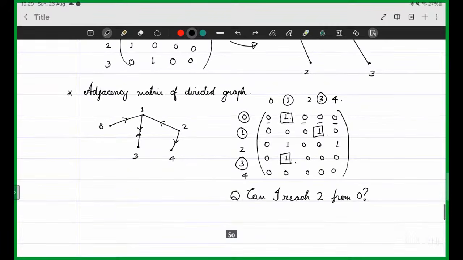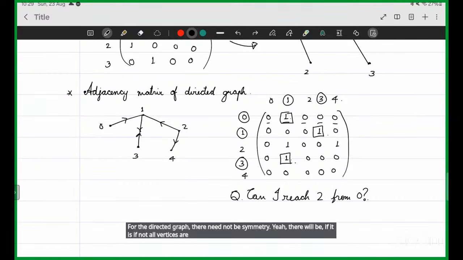So for the directed graph, there need not be symmetry. There will be symmetry only if all edges are bidirectional, and in that case we can actually assume it's an undirected graph. Except for that case, this will not be a symmetric matrix.